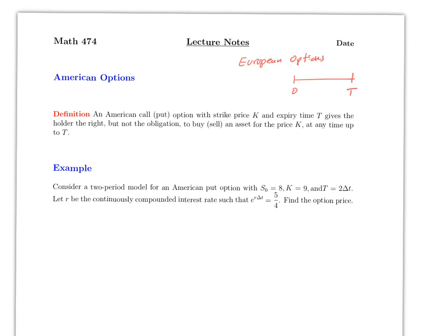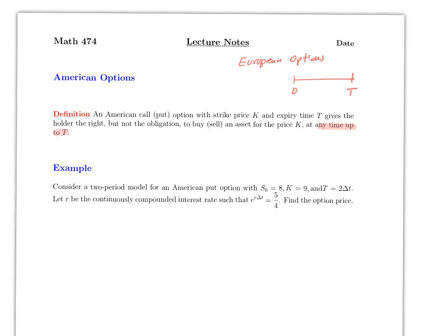So that's going to be the main difference between a European and an American option. The main difference is that with a European you can only exercise at this point, but with an American you can exercise at any point, including the expiration time. And that makes finding the price a little more tricky. Here is the formal definition. An American call or put option with a strike price K and expiration time T gives the holder the right, but not the obligation, just like the European, to buy or sell an asset for the price K at any, this is the difference, at any time up to T.